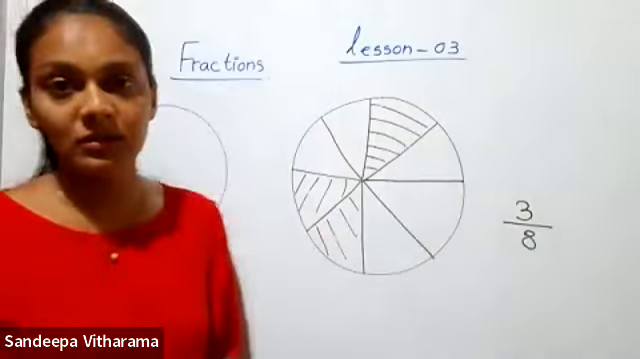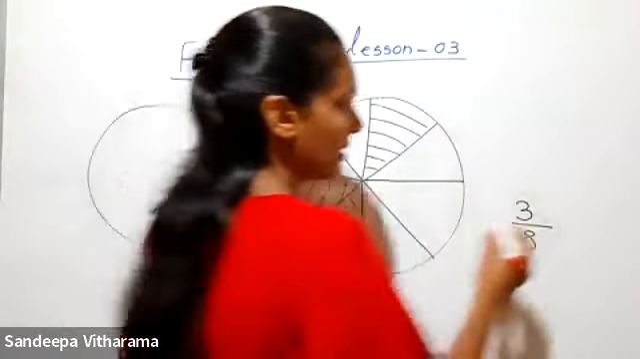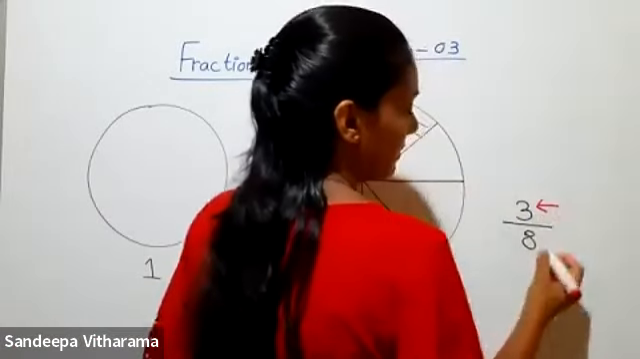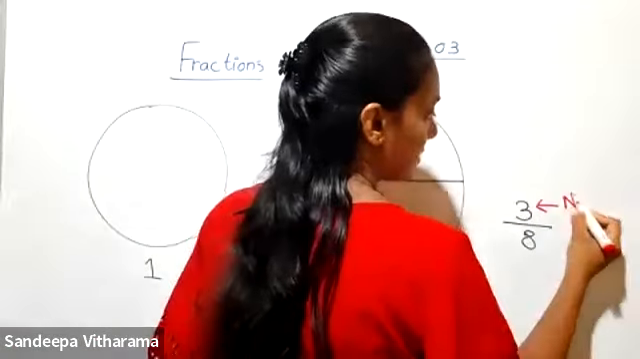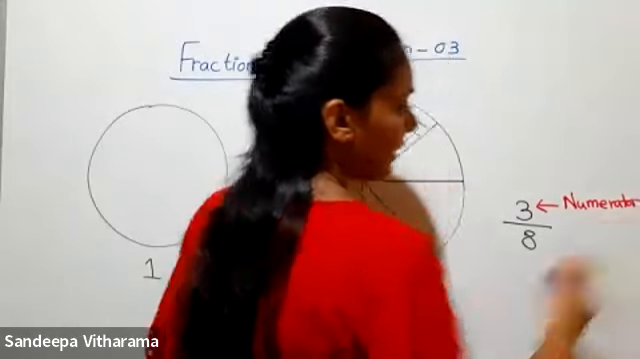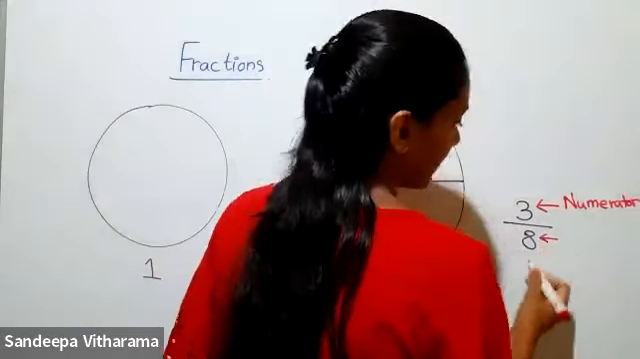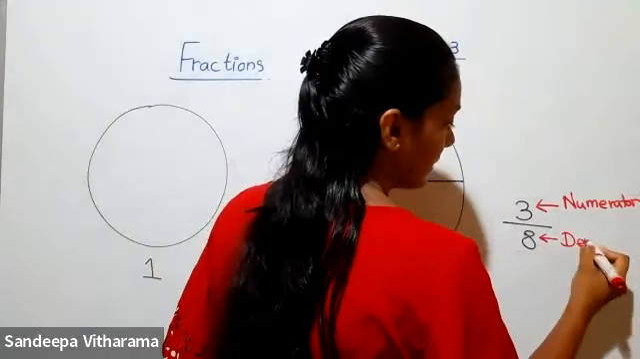There are two numbers in a fraction. These two numbers are separately named. The number that we write on top of the line is called the numerator, and the number at the bottom of the line we call the denominator.